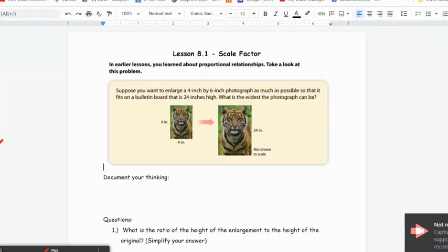Hi, welcome to this video on scale drawings. So we're going to be working with scale drawings and you're going to see how they're very similar to working with proportions.